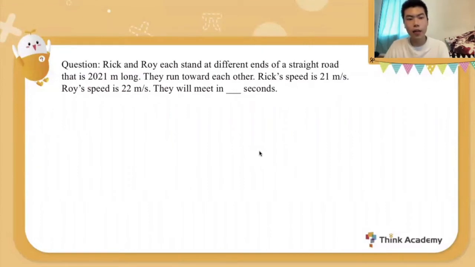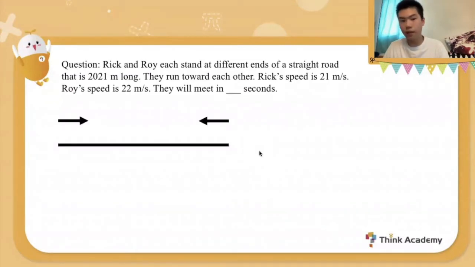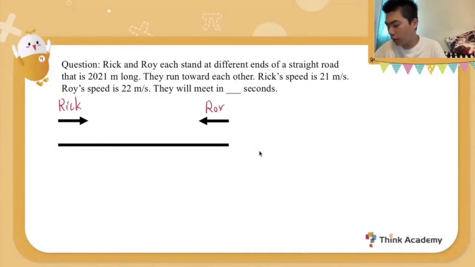So the first step we can do is to visualize their movement by drawing a straight line. Like this. So here's our straight road, and the two arrows show Rick and Roy's movement. Suppose we have Rick on the left and Roy on the right. Let's assume that we stop at t seconds, and at t seconds, Roy is here, and Rick is here.